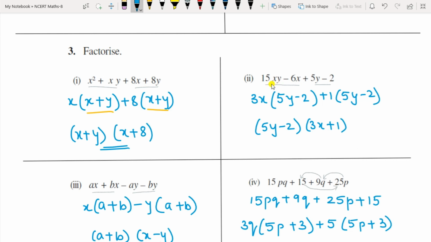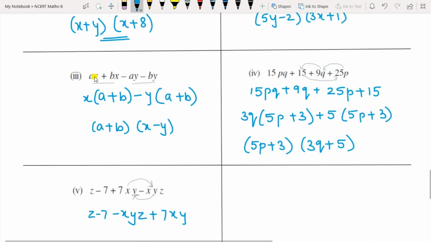Now if you see this one, 15xy minus 6x plus 5y minus 2. From these 2 terms you get 3x as a common factor. The remaining is 5y minus 2. If you multiply this 3x inside, you should get these numbers. See, 5 3s are 15xy and 6x. Then from here nothing is common, that means 1 you can take as the common factor. Then 5y minus 2. See now here these 2 brackets are same. So that means your answer is right, 5y minus 2, and the remaining right in the second bracket.